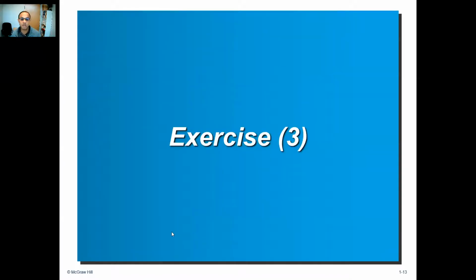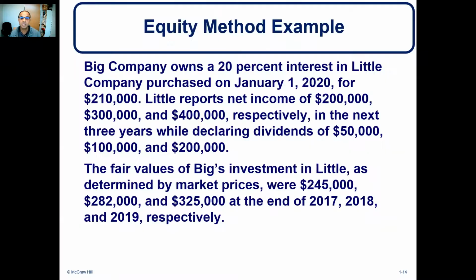And now let us go to another exercise. So in exercises 1 and 2, I was trying to show you how to make the journal entries. In exercise 3, how to compare the calculation of the two methods. So here you see a company called Big, and this company owns 20% of Little, which is the subsidiary company.